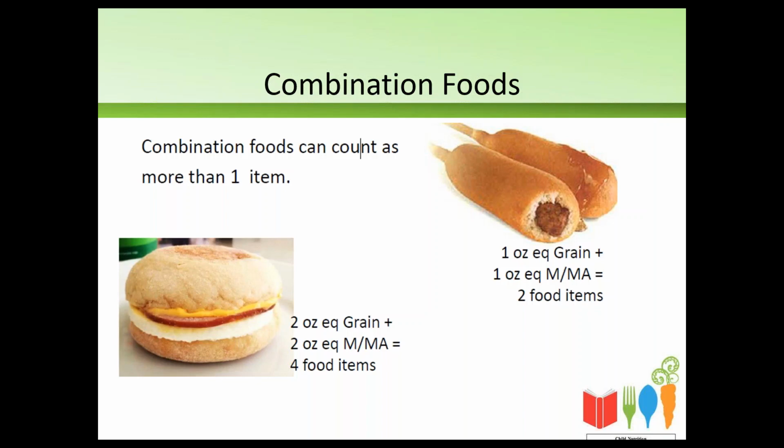Combination foods can also count as more than 1 item. For example, this ham, egg, and cheese sandwich on an English muffin can credit as 4 food items. The English muffin would credit as a 2-ounce grain, and the ham, egg, and cheese will credit as a 2-ounce meat alternate, giving you 4 ounces of grain in 1 serving. Combination foods, or serving a meat alternate in addition to a grain item, can easily help you meet your weekly grain requirement.